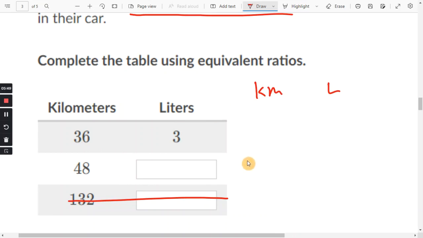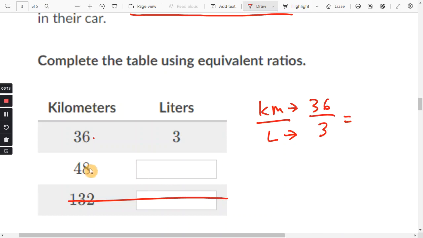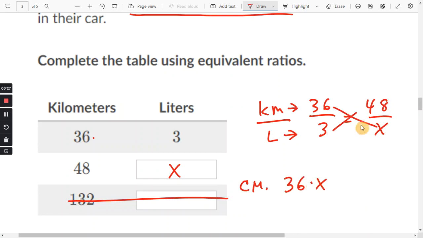Okay? Or no, instead of doing it that way, I would rather do kilometers in the numerator and then liters in the denominator. Okay, so 36 kilometers gets you 3 liters. And then 48 kilometers gets you X liters. Okay, and then just cross multiply. 36 times X and 3 times 48.